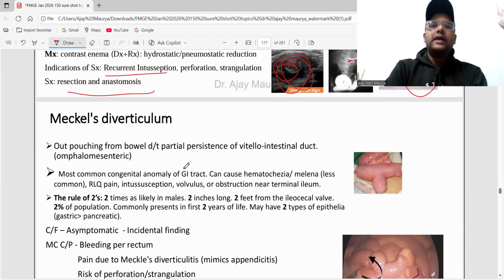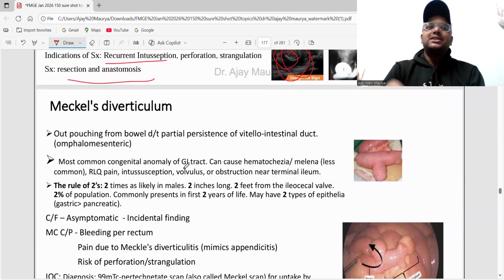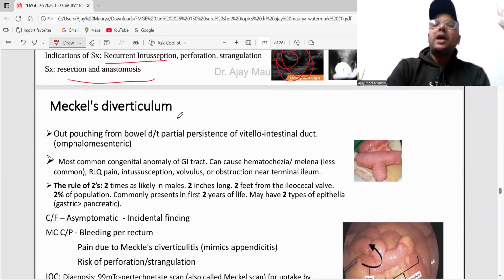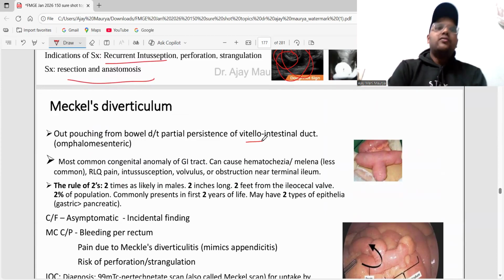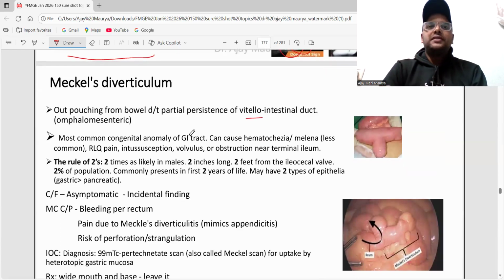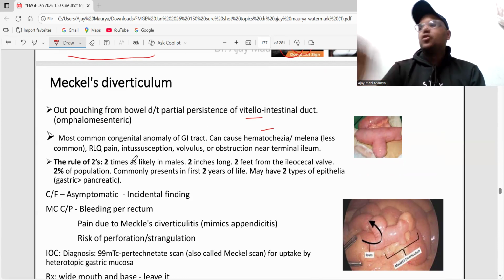Next one is Meckel's diverticulum. It is a true diverticulum, an outpouching from the bowel due to partial persistence of the vitellointestinal duct, also called the omphalomesenteric duct. It is the most common congenital anomaly of the GI tract. It can cause hematochezia, melena, and also right lower quadrant pain.